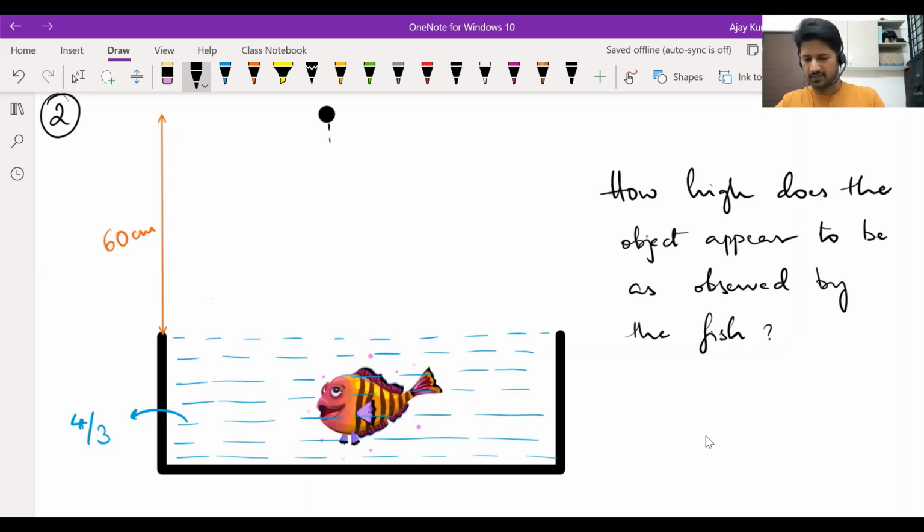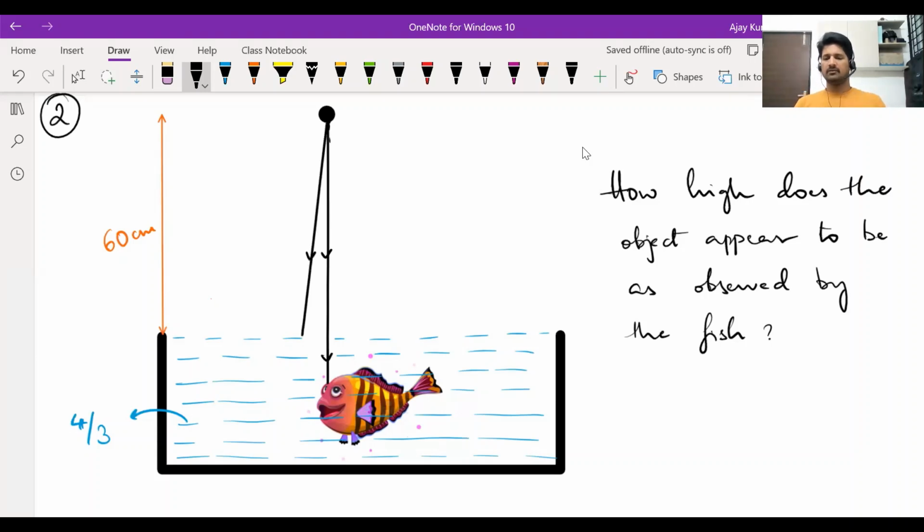Done. Okay, fine. So you can imagine rays from the object. Now see, the fish is the observer, and it's inside water. The object is in air. Now rays from the object have to reach the observer. So one ray travels straight like this. Other rays, if you imagine, just visualize one more ray incident this way.